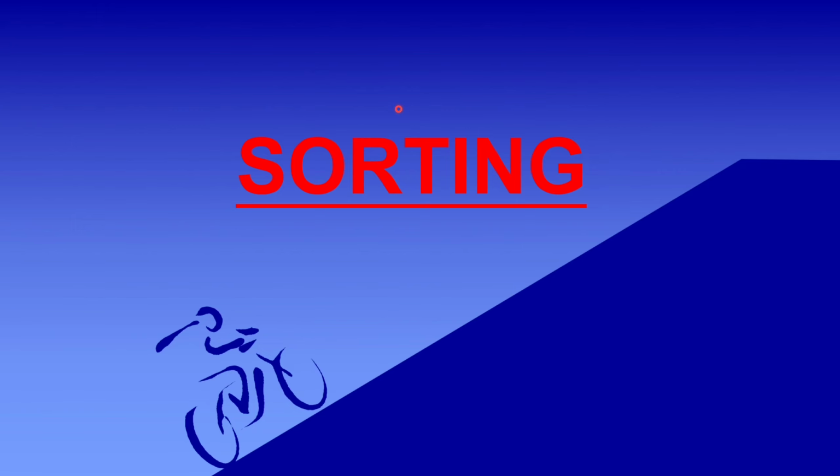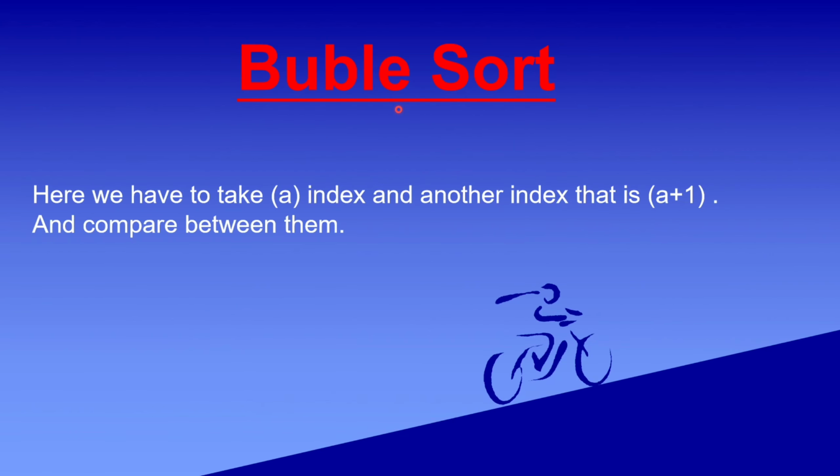Today our topic is sorting, and it is the second video of the sorting topic. Today I am going to discuss bubble sort. What is bubble sort? Bubble sort is a sorting algorithm by which we can sort any unsorted array. What we do here is take an index a and another index, a plus 1, and compare between them.